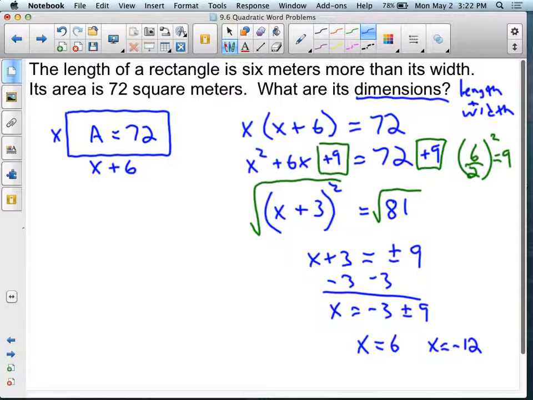Well, lengths and widths are positive numbers. I would never ask you to measure a negative width. So let's cross off that negative 12. We don't need that as part of our answer. Good answer for the equation, not a good answer for the problem.